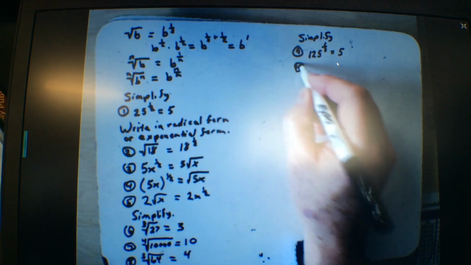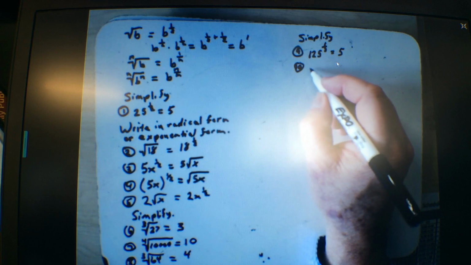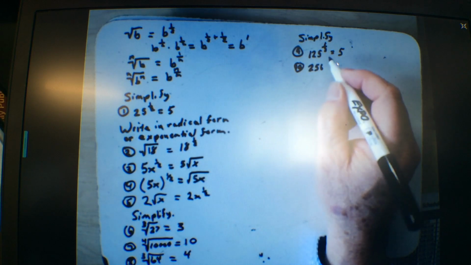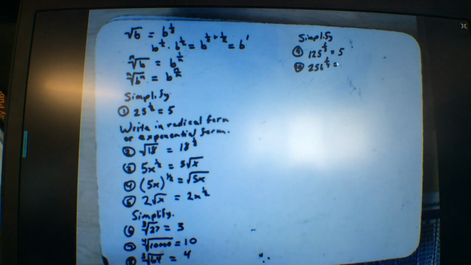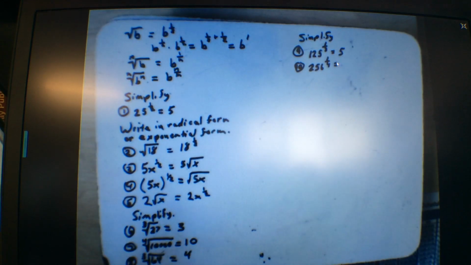If we want, can we write the radical by the exponential? And in radical form, if it says simplify, yes. You can change it to the radical form. That's a great question. You can change it to a radical form and then find your answer.